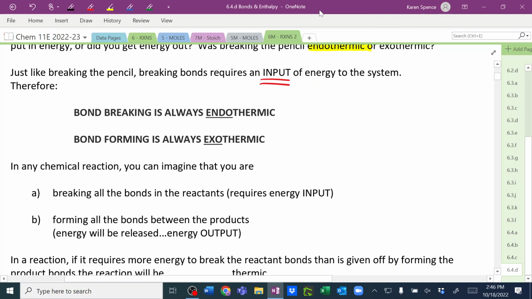Okay. So every time you break a bond, it requires an input of energy. Every time you form a bond, it releases energy.